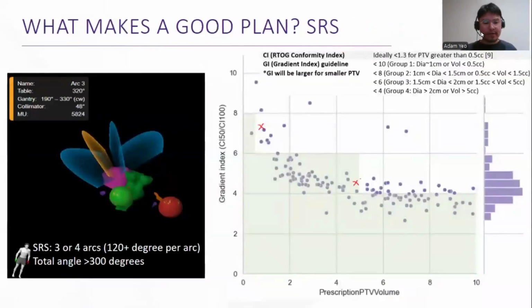And what makes a good plan? When you look at SRS, typically we require 3 to 4 arcs, 120 degrees or longer per arc. So in total, the arc minimum should be at least 300 degrees. Then when you look at the conformity index and also the gradient index, which is just the ratio of the 50% isodose line volume to the 100% isodose line volume, it really depends. It is a function of the PTV size. And then we have the 4 groups as a quick snapshot to efficiently pick up the poor conformity. The gradient index gets poorer for the smaller volume because the tumor volume itself is small. It's harder to make a tighter coverage in relation to its tumor volume. So typically most of the tumors we can cover in the range between 4 to 8 in terms of the gradient index.